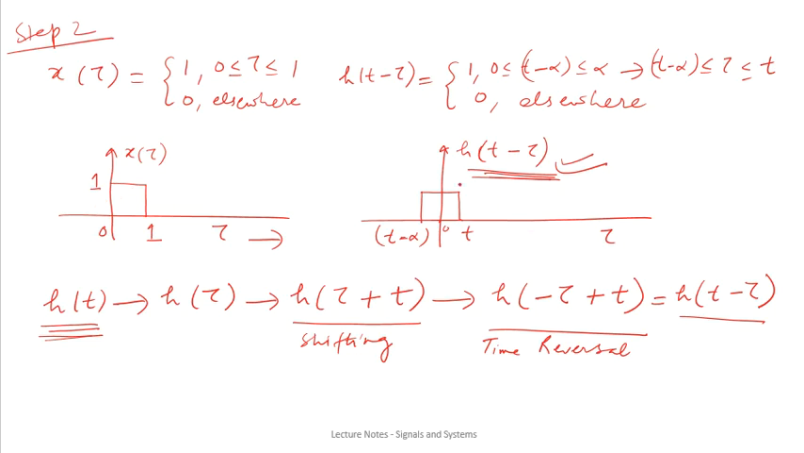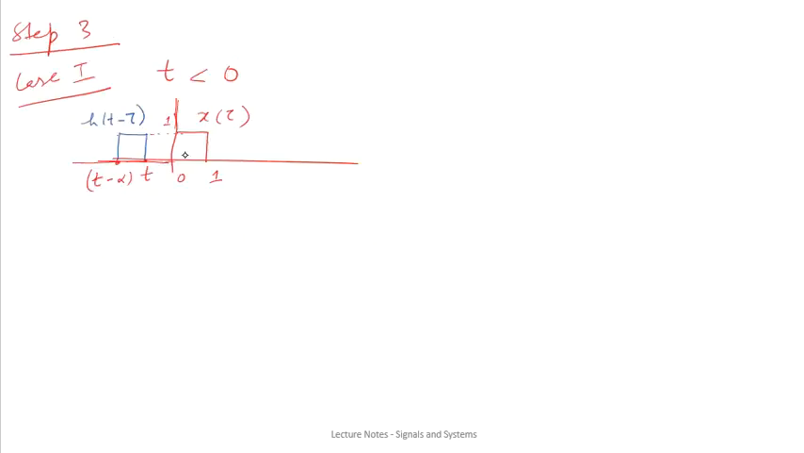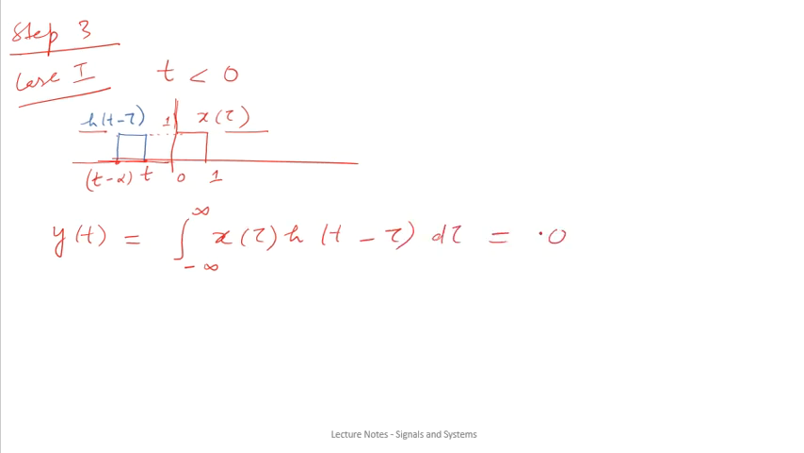Okay, obviously this will depend on this value of t. So this condition is depicted in this sketch. From here you can see that these two signals, that is this x(tau) and h(t minus tau), do not overlap, and since they do not overlap, the convolution of these two signals for this particular case will be equal to 0.